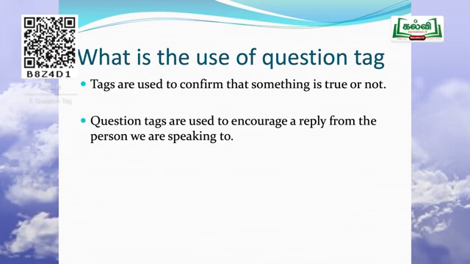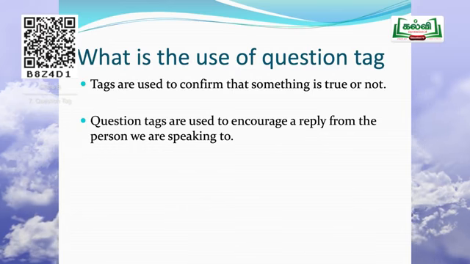The second use is that question tags are used to encourage a reply from the person we are talking to. For example, he is a doctor, isn't he? Here, "isn't he" is the question tag. Why do we use "isn't he"? To encourage a reply from the person we are talking to. By asking a question, we are expecting a reply. So these are the two usages of question tags. The first, to make sure that something said is true or not. The second, to encourage a reply from the person we are speaking to.